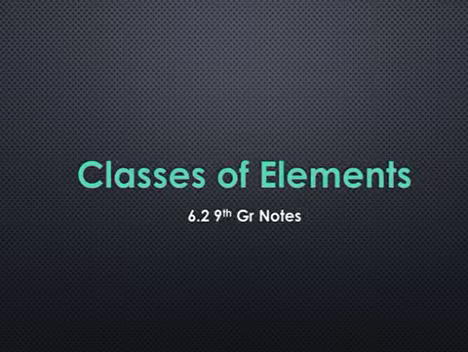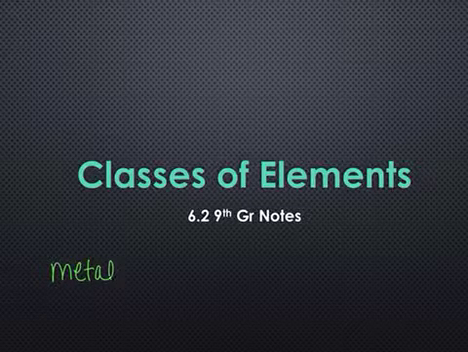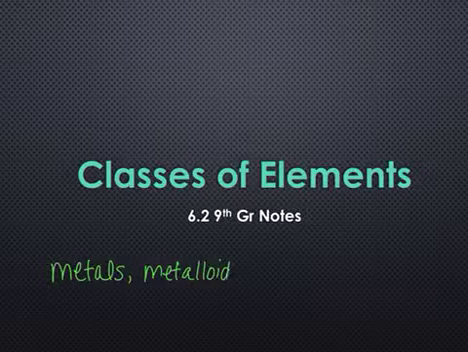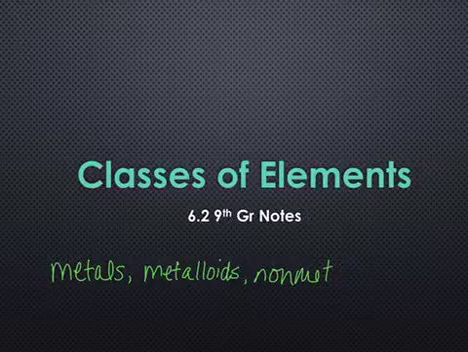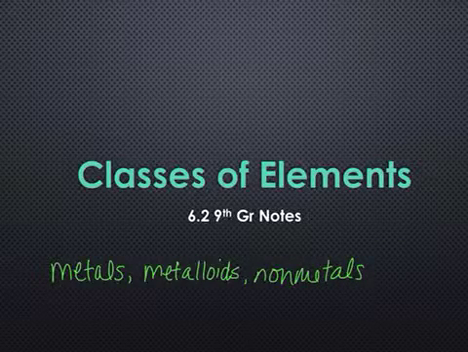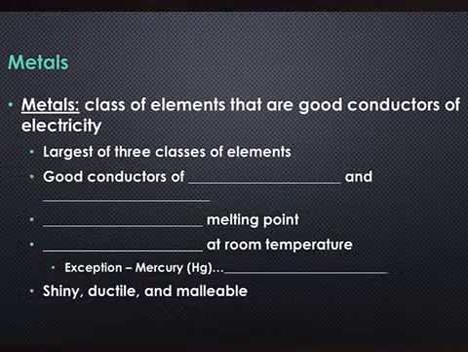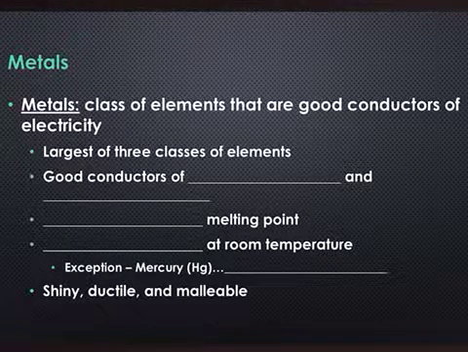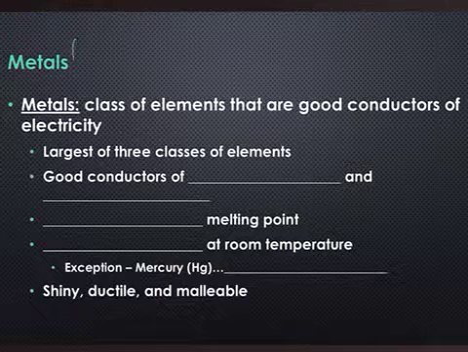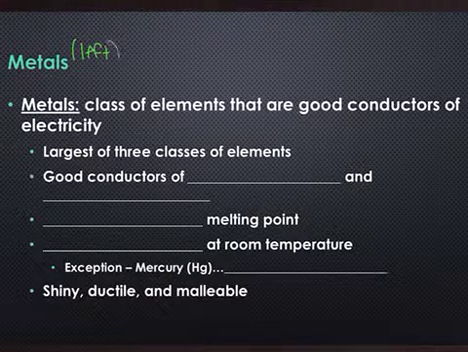In the last video, we talked about how there are three different classes of elements. We have the metals, the metalloids, and then the nonmetals. So with this video, we are going to get a little bit more detailed about each of these three classes. So we're going to start with the metals. Remember, the metals are located on the left-hand side of the periodic table.